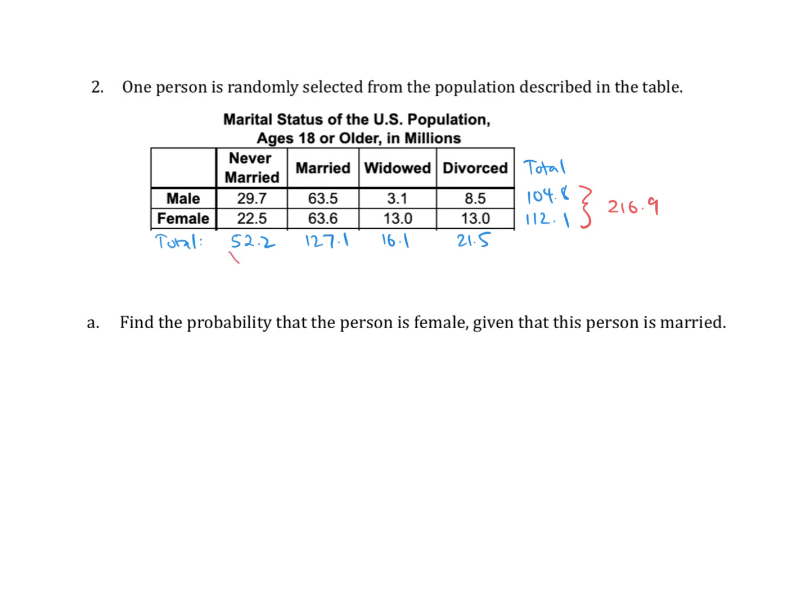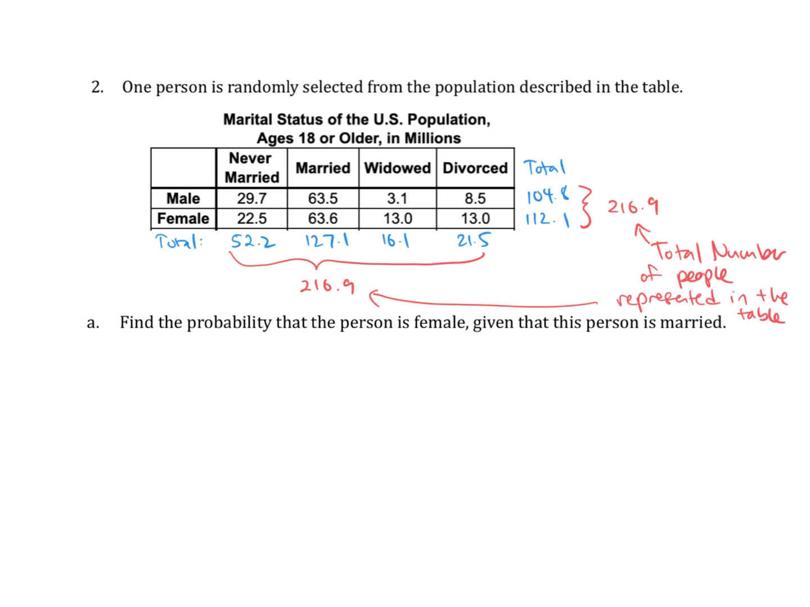And if I were to add up my columns, the never married, married, widowed, and divorced, it should also add up to the same, which it does, 216.9 million. So that's our total number of people in the table. But when we do conditional probability, we are reducing our sample space to be just part of the possible outcomes. So we won't need the total number represented in this table.